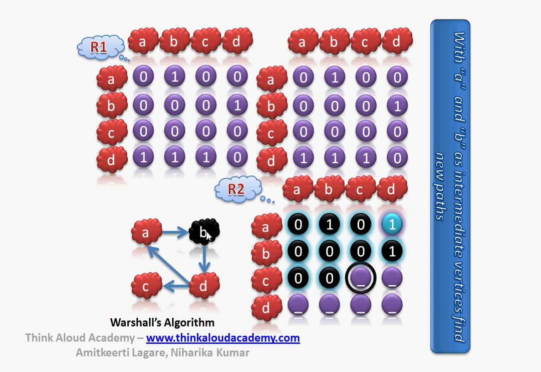Then from B to D, there is already a path. There is already an edge, so I don't have to find a path. I'll just write 1 here saying that there is already an edge.